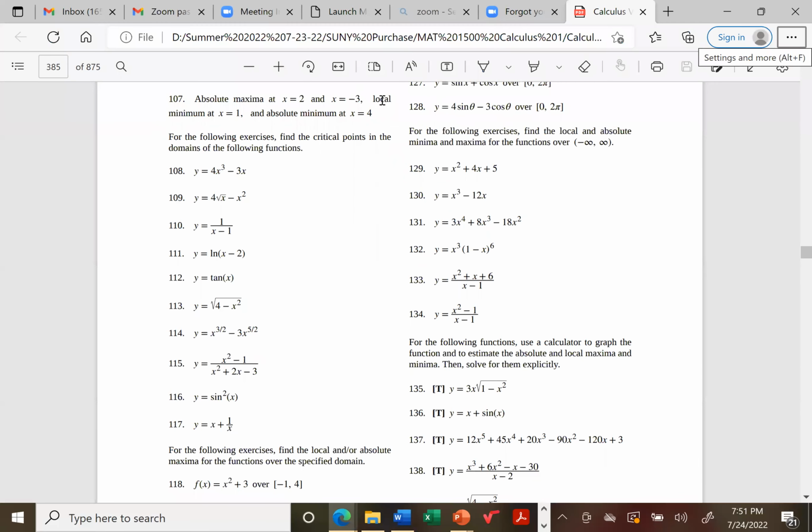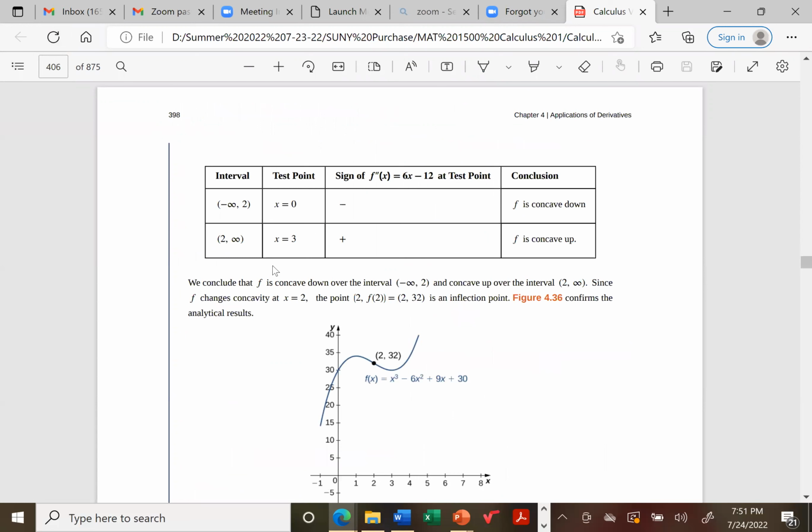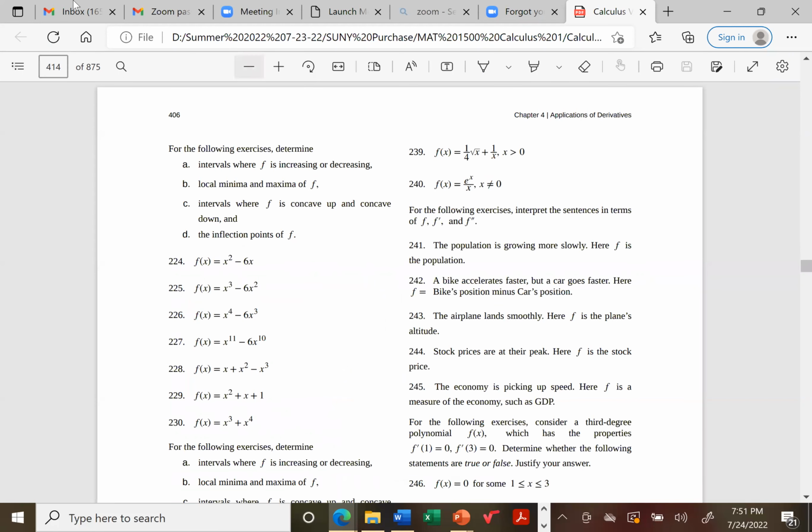Now, of course, 406 doesn't mean 406. There's a difference in the pagination for the PDF document, as the book says 398 when the PDF says 406. So there's a little bit of guesswork here. Here we go. So we're looking for number 228.